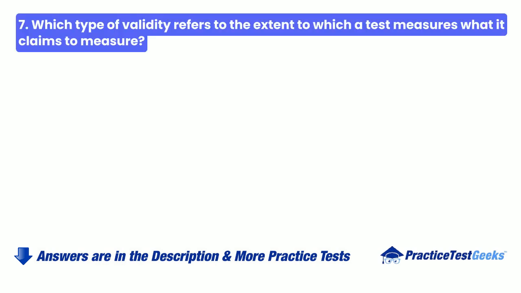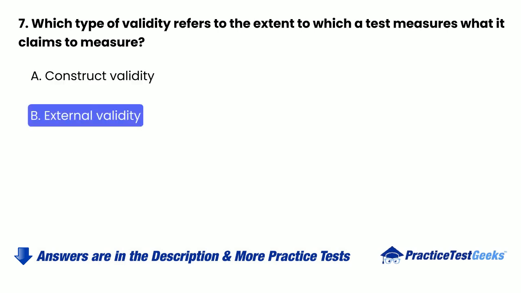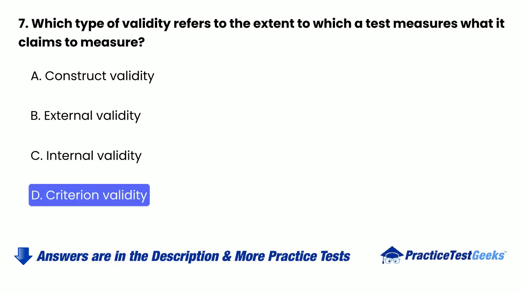7. Which type of validity refers to the extent to which a test measures what it claims to measure? A. Construct validity. B. External validity. C. Internal validity. D. Criterion validity.